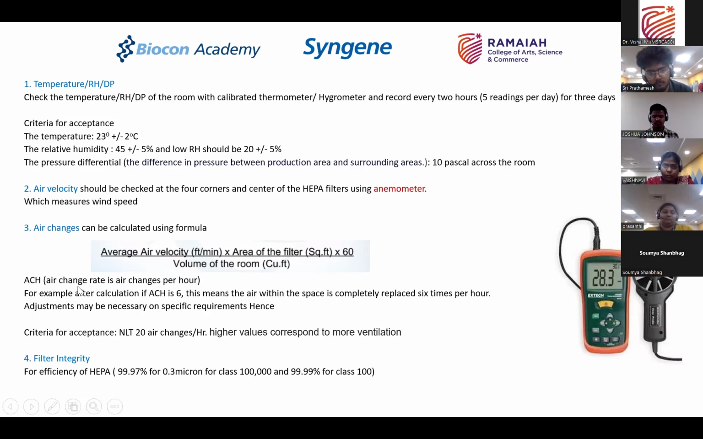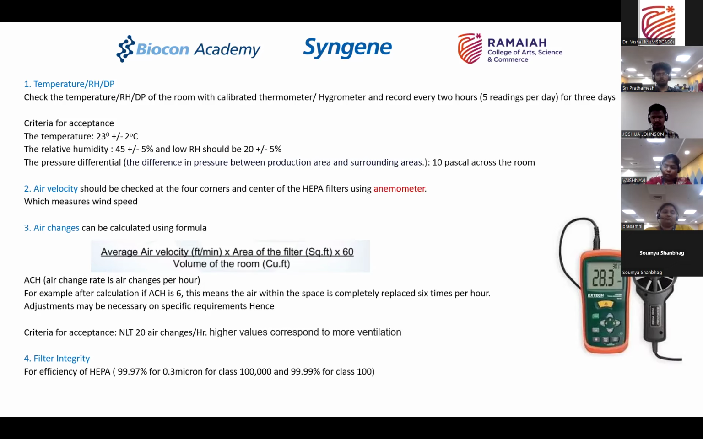Now this ACH, air change rate, will be calculated on an hourly basis. That is the reason in the formula we have multiplied this by 60. 60 means per hour basis. Just an example: when you put air velocity, area of the filter, and volume of the room into this formula, you will calculate the ACH, that is the air change rate.